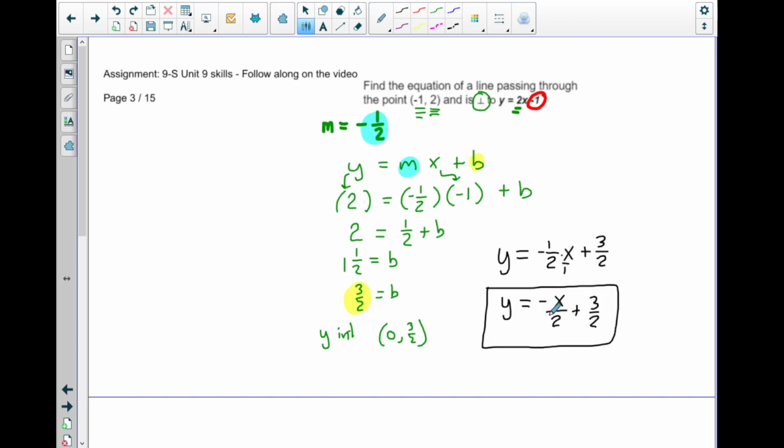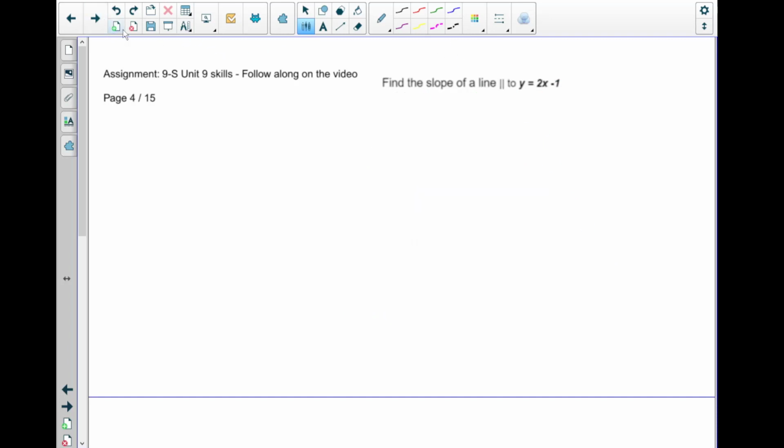So that is a slope of negative 1/2, even though you don't see the 1 there. It's understood to be there in front of x. So that's a slope of negative 1/2. And a b value, which is the y value of the y-intercept, is 3/2. Okay, let's go to the next skill.